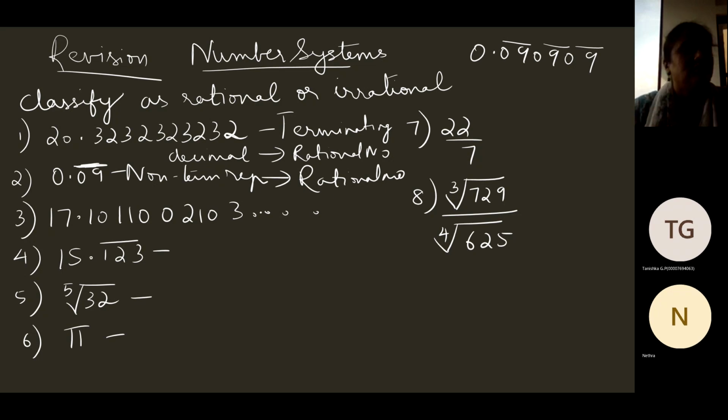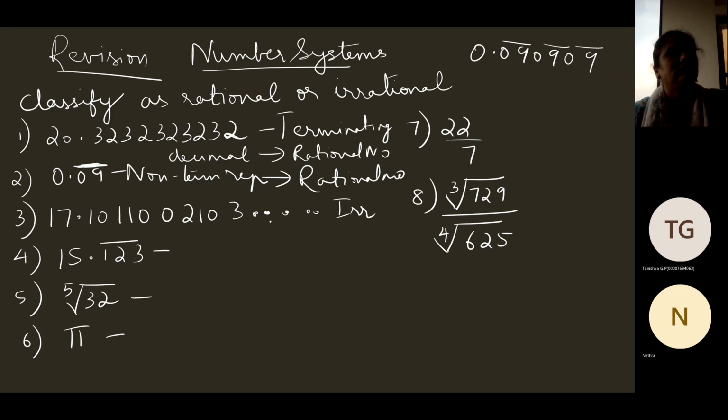What about the next one? Non-terminating, non-repeating. Correct? Non-terminating, non-repeating. So it's irrational. Watch it out, Danya. Okay. It's irrational because it's non-terminating, non-repeating.